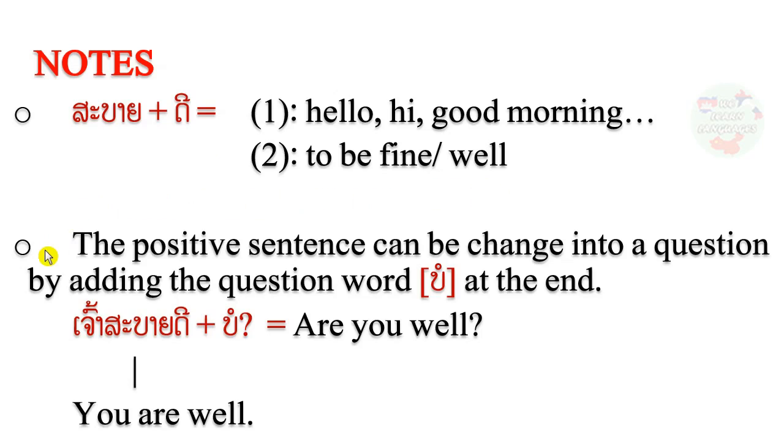The second point is that a positive sentence can be changed into a question by adding the question word บอ at the end. For example, เจ้าสบายดี is a positive sentence meaning you are well. When we add the word บอ at the end, it becomes a question: เจ้าสบายดีบอ, meaning are you well?